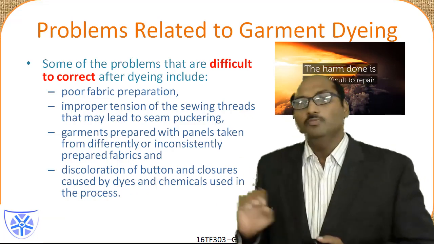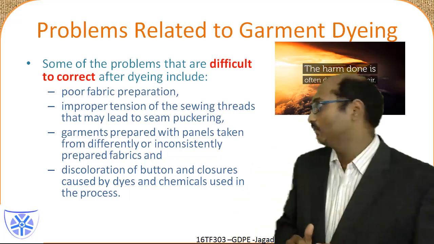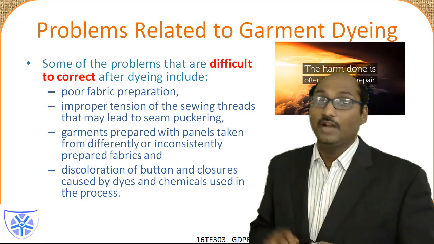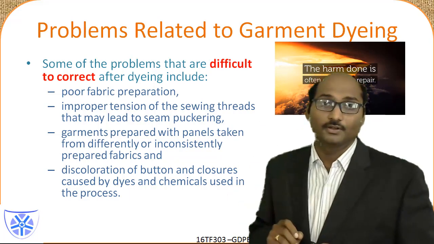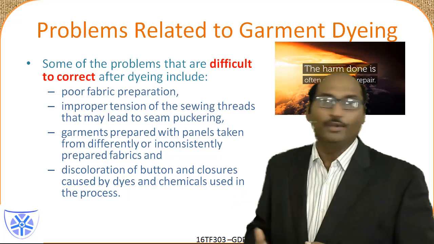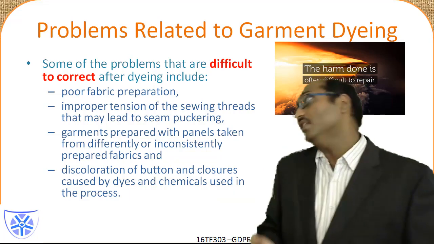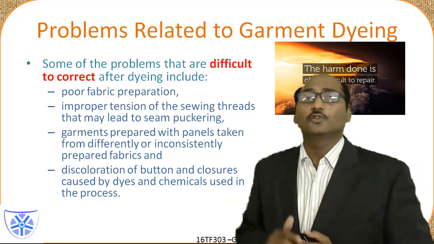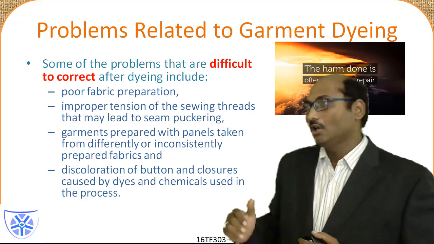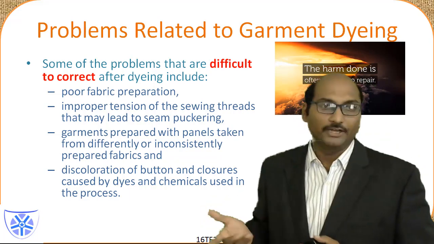There are a few problems which are very difficult to correct once the dyeing is completed. One is poor fabric preparation and variations in fabric preparation. If the process at the fabric preparation stage is not correct, we cannot change it once the dyeing is done. The second is improper tension of the sewing threads, which may lead to seam puckering. If the tension is more, obviously it will lead to more seam puckering.